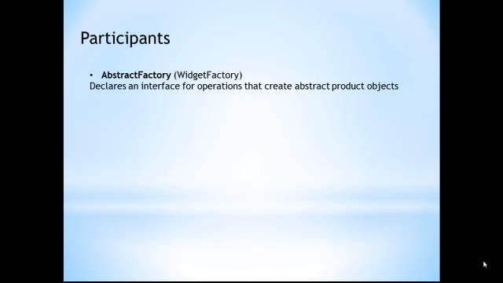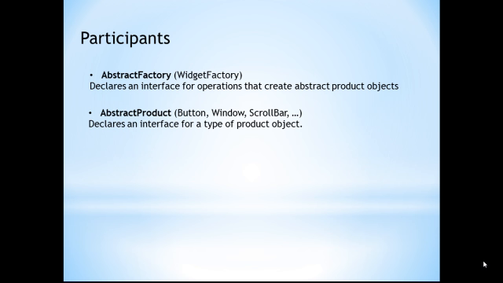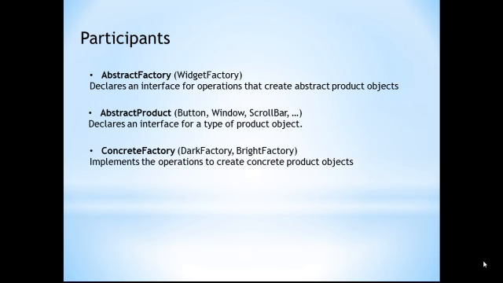So what about the participants? First we have the Abstract Factory, which is the widget factory in our context, and it declares an interface for operations that create abstract product objects. Next, we have the abstract product, of course, for the button, window, scroll bar, and so on, and it declares an interface for a type of product object. Next, we have the concrete factory, so the dark factory and the bright factory, and they implement the operations to create concrete product objects, of course.